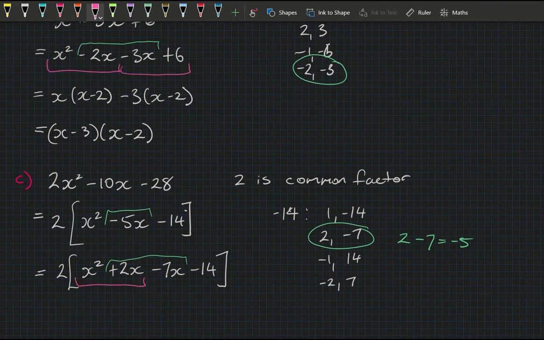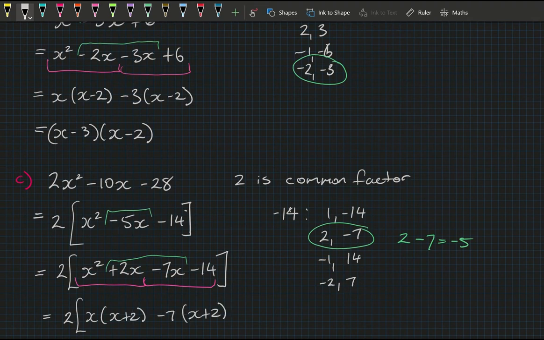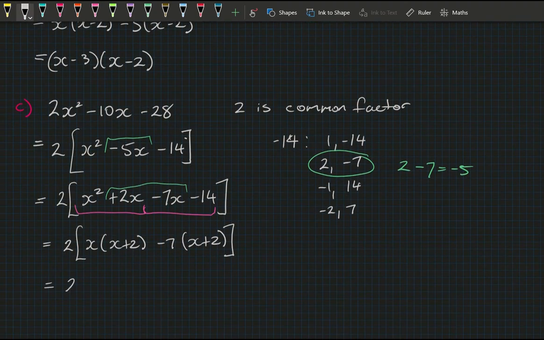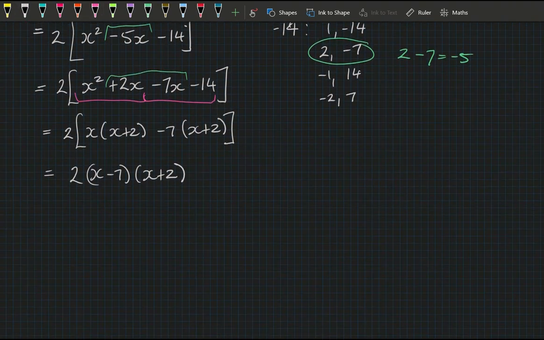And we've got two groups here. So taking out common factors, we end up with 2 times x plus 2 minus 7 times x plus 2. And then bringing that all together, we end up with 2 times x minus 7 times x plus 2. And we no longer need these brackets here. All right, let's have a go at part D, where we have x squared minus 8x plus 16.